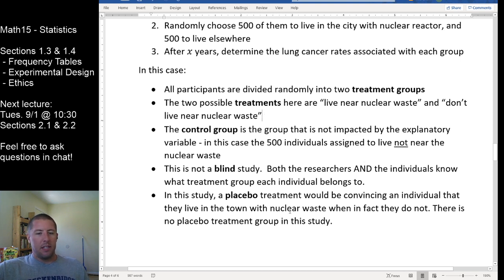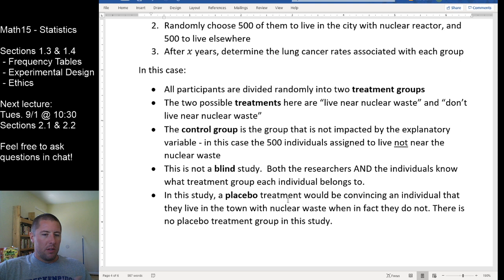In this case here, it would be really weird to have a placebo. That would be like tricking somebody into thinking that they're living in the nuclear town when they really don't. I think it would be hard to convince somebody of that. So this study is not a blind study, because all the researchers know which city the individuals live in, and the individuals know which city they live in. They know if they live in the nuclear waste city or not. So nobody is blind in the sense that everybody knows what treatment group they belong to. Both the researcher and the individual know what treatment group they belong to.